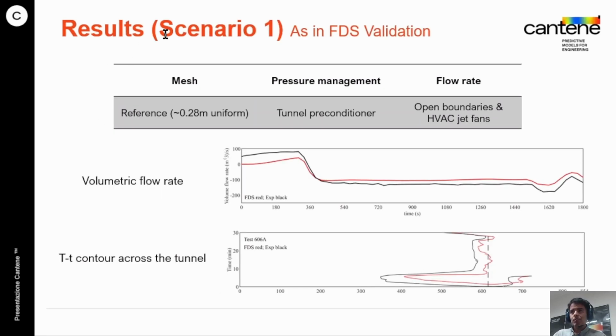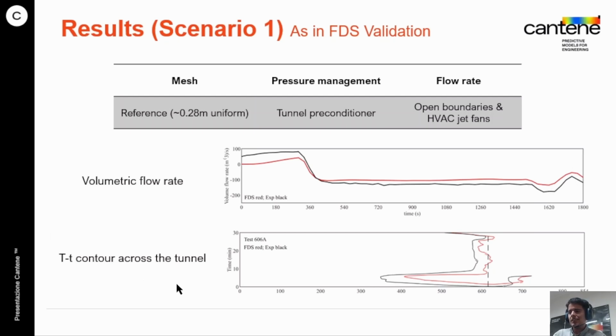So here are the results of the first scenario, that is just as in the validation guide of FDS. Here we can see first the volumetric flow rate, the black line being the experimental measurements and the red line the simulation results, and the simulated volumetric flow is always lower than the one measured in the field.